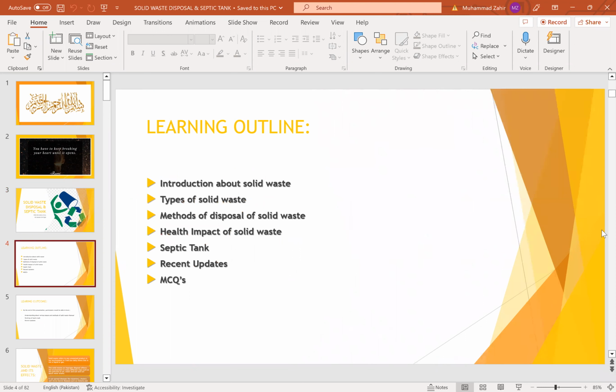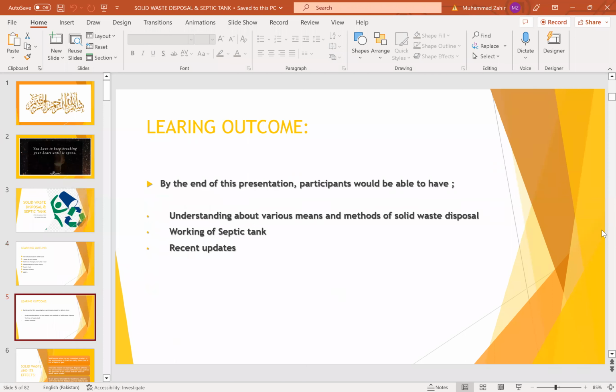Learning outlines include introduction about solid waste, types of solid waste, methods of its disposal, health impacts, septic tank, recent updates, and multiple choice questions. Learning outcome: at the end of this presentation, participants would be able to understand the various means and methods of solid waste disposal, working of septic tank, and recent updates.